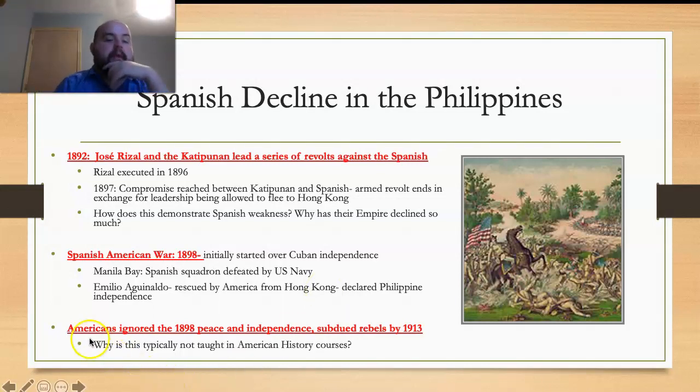However, Americans actually ignored the 1898 peace agreement and independence, took control of the Philippines as a colony for themselves, and subdued all rebels in the country by 1913. Now, just to focus on this for a little bit and bring some connections to America, why do you think this is not typically taught in American history courses?